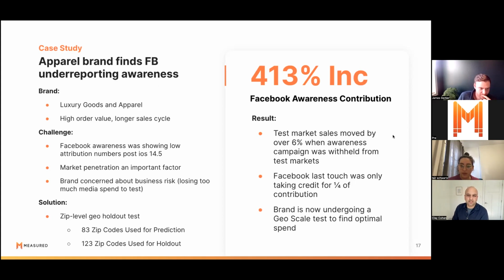What percentage of sales for the market is normally withheld? So is there a general amount that a brand needs to withhold in order to perform a holdout test? Depends on the scale. I know it's an it-depends type of answer. So it depends if it's a scale or a holdout. It depends on the granularity as well.